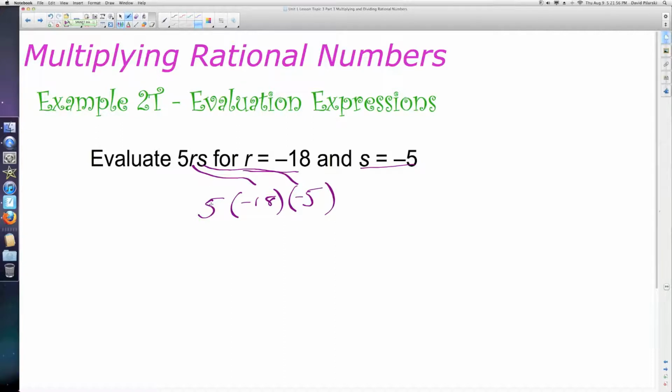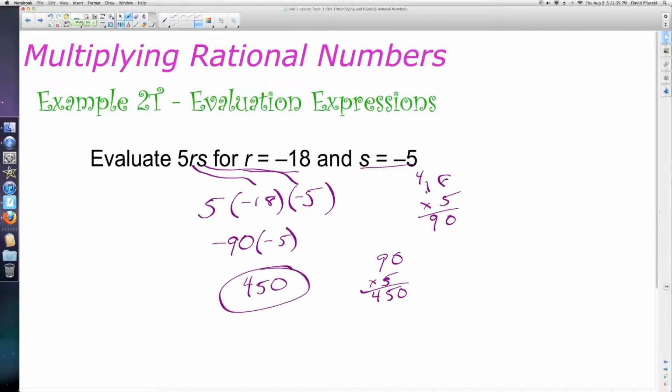Now we have to multiply. 5 times -18. Well, if you can't do that in your head, that's okay. You go 5 times 18. 5 times 8 is 40, carry the 4. 5 times 1 is 5, plus 4 is 9. That'd give us 90. And since we multiplied a positive times a negative, that would give us a negative. Then we take -90 times -5. Since we have a negative times a negative, our answer is going to be positive. 90 times 5, the way I line this up is I just put the 0 over here and drop it down to my answer. 5 times 9 is 45, and my final answer there would be 450.